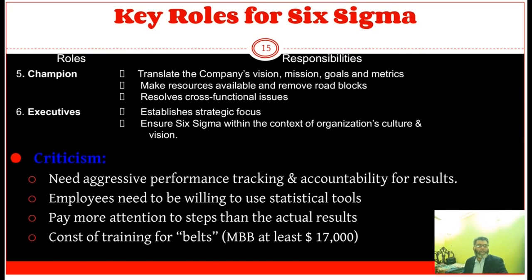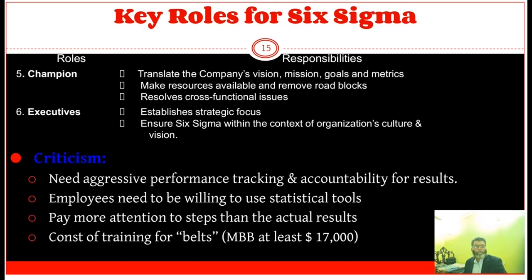Next role, champion. Translate the company's vision, mission, goals, and metrics. Make resources available and remove roadblocks. Resolves cross-functional issues. Executives. Establishes the strategic focus. Ensure Six Sigma within the context of organizational culture and vision.